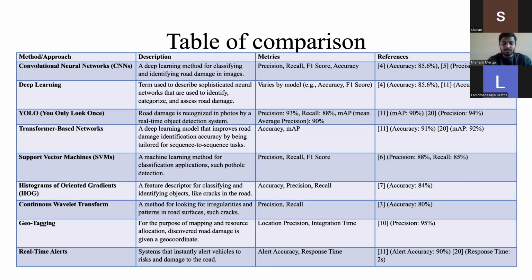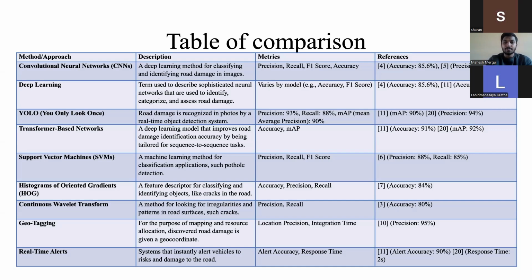Geotagging, I told you, is used for locating the crack or the pothole on the road. For the purpose of mapping and resource allocation, it discovers road damage at a given geo-coordinate location, with metrics of location precision and integration time. The precision was pretty high on this, at 95%. Then we go for the real-time alerts, where you get notifications whenever there is a crack or something. These are systems that instantly alert vehicles to the risk and damages on the road.